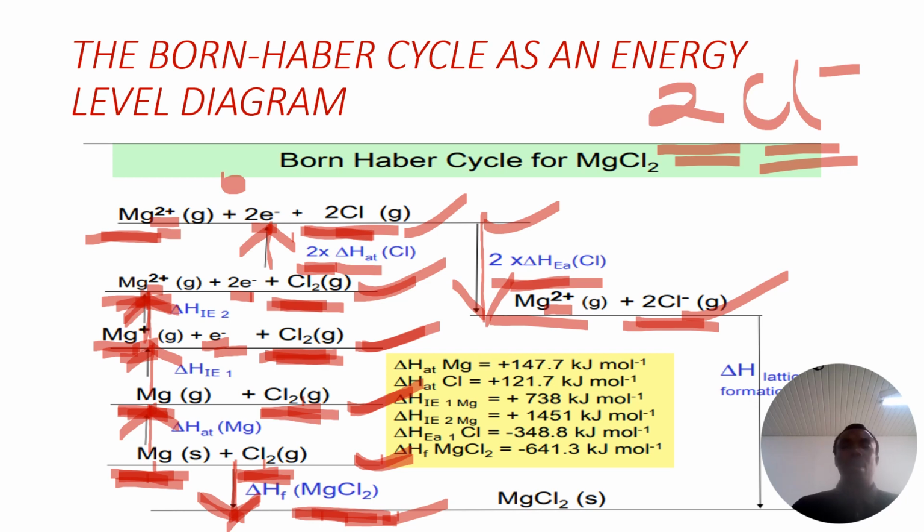Then the next stage, which is the last stage, is an exothermic process also, which is the lattice energy. And when we talk about lattice energy, it is the enthalpy change when 1 mole of an ionic solid, which is magnesium chloride, is formed from its gaseous ions under standard conditions.